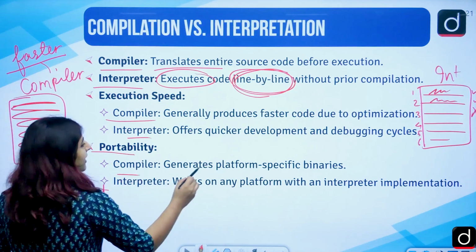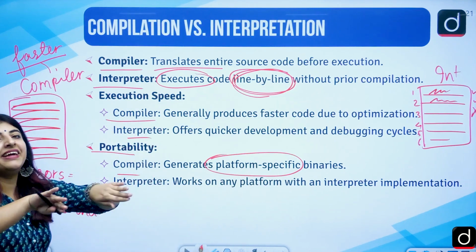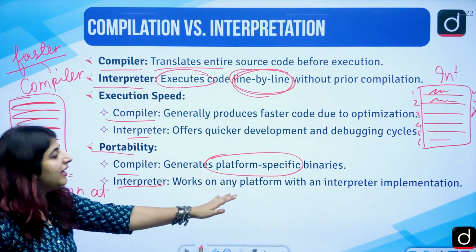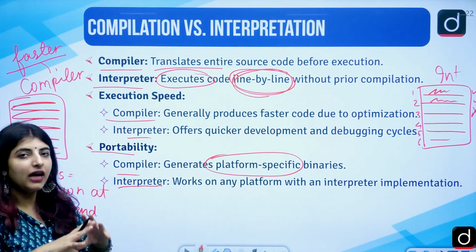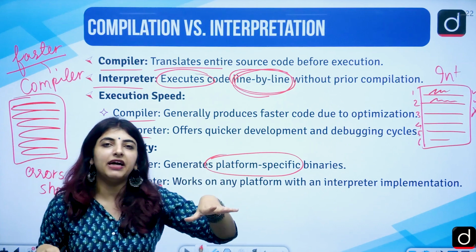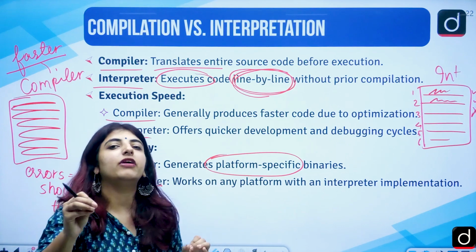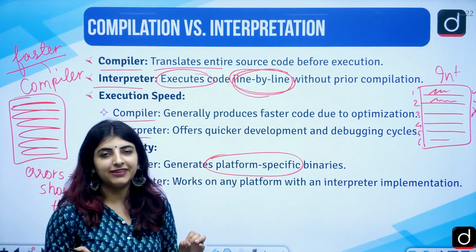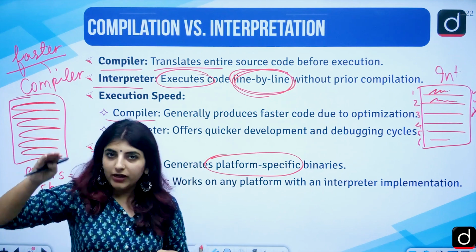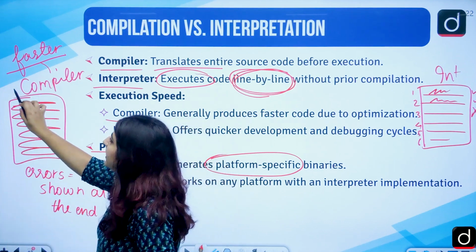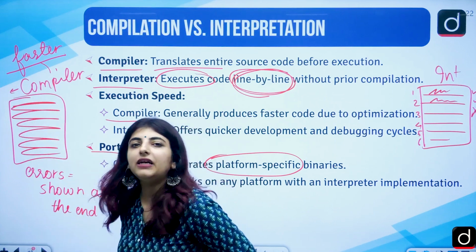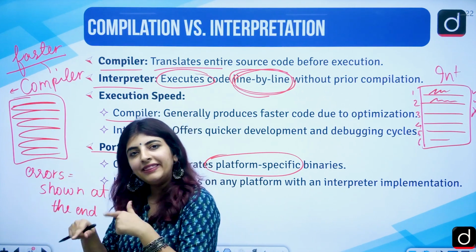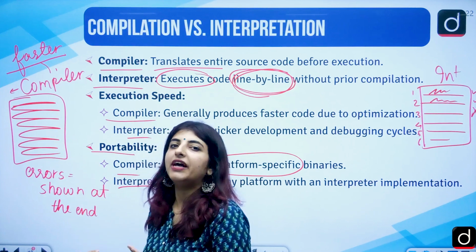Portability. A compiler generates platform-specific binaries, but an interpreter works on any platform with an interpreter implementation. So basically the main motive of bringing the compiler and interpreter here is to provide you with the differences. The compiler starts with C, so you can memorize it with the word completely: it will completely read the code and then translate it, and it will provide the errors.